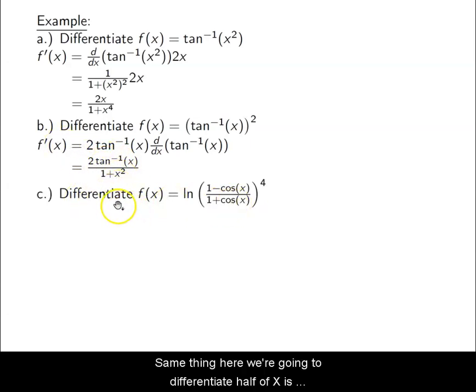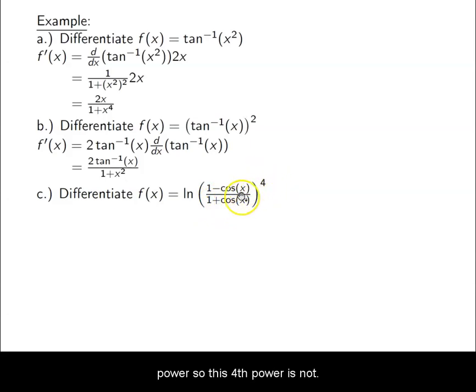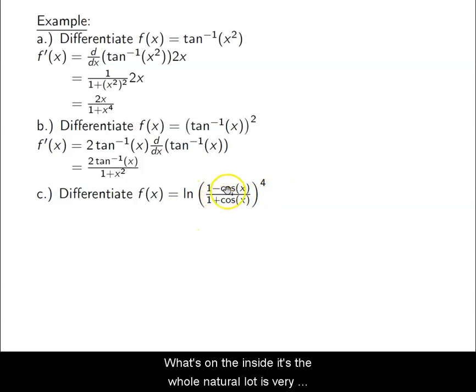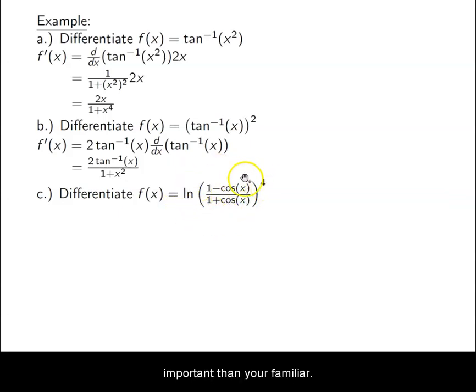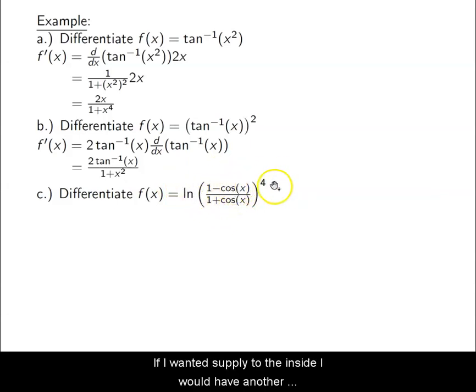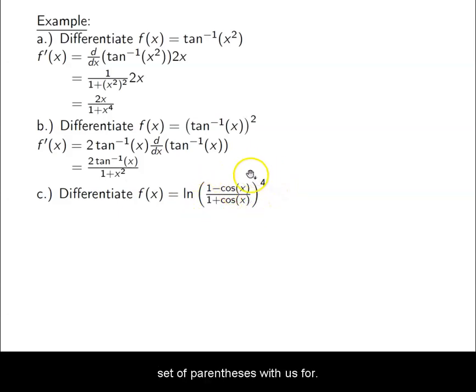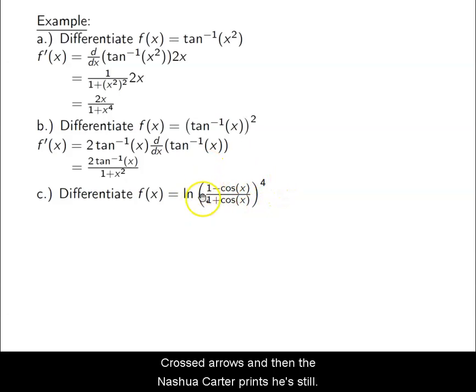Okay, same thing here. We're going to differentiate f of x is natural log of 1 minus cosine x over 1 plus cosine x to the 4th power. So this 4th power is not to what's on the inside, it's the whole natural log. Okay, it's very important that you're familiar with what the powers are being applied to. If I wanted to apply it to the inside, I would have another set of parentheses with the 4 across those, and then the natural log outer parentheses. So very important that you can differentiate the difference.